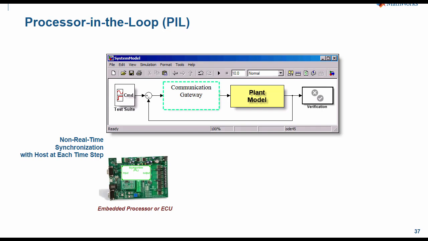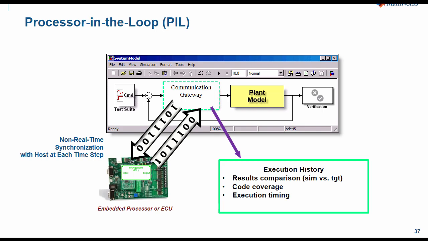With the help of target communication, via serial or Ethernet communication channel, the inputs and outputs and execution timing are synchronized between the host computer and the target at each time step. The execution history compares the results of the run in the simulation versus on the target. It analyzes the code coverage and profiles the execution timing.